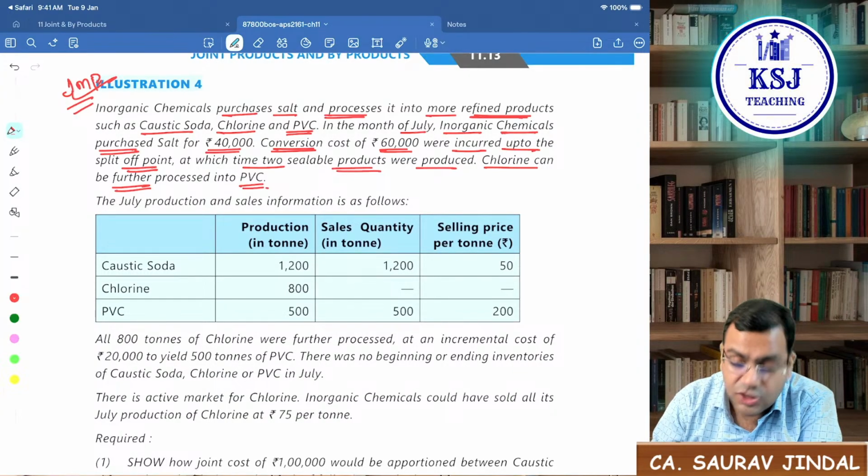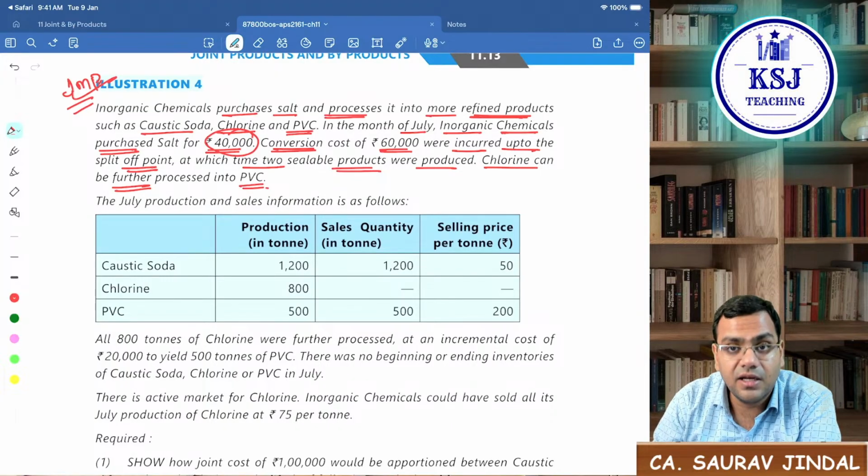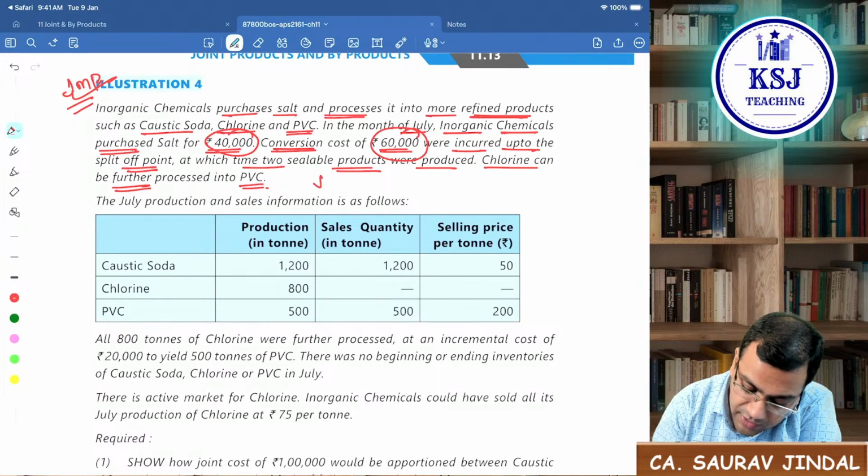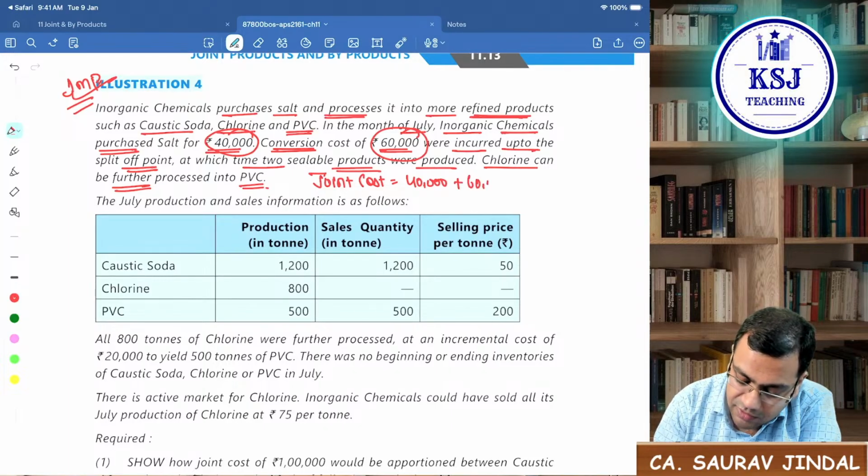Now, what is the joint cost incurred here? 40,000 is your material cost, 60,000 is your conversion cost. Conversion cost means the labor and overheads, the cost which is incurred for converting the raw material into finished goods. So what is your joint cost that is incurred? It is 40,000 of material cost plus 60,000 of conversion cost. So total joint cost incurred is 1 lakh.